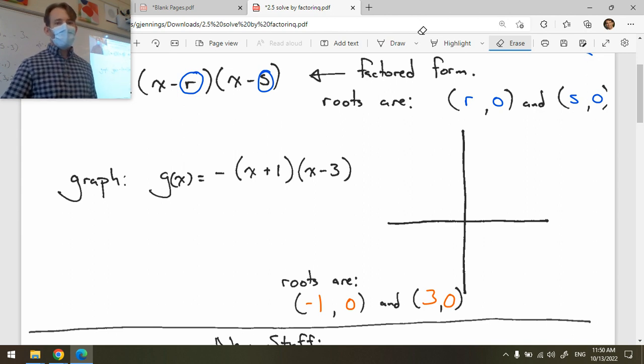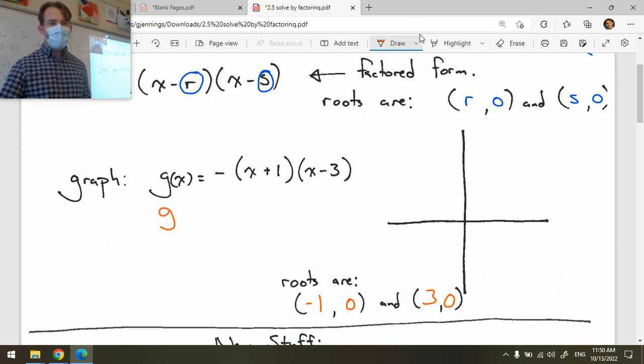So let's take a look at what happens if I evaluate one of these roots. Let's try g at, you pick one, negative 1 or 3? 3. So let's try g at 3. This is a set of instructions saying substitute 3 in wherever you see x. So I'll have negative 3 plus 1 multiplied by 3 minus 3.